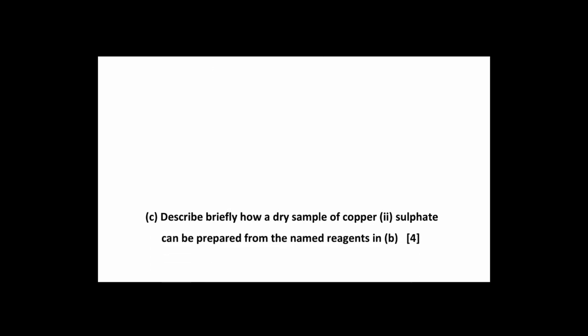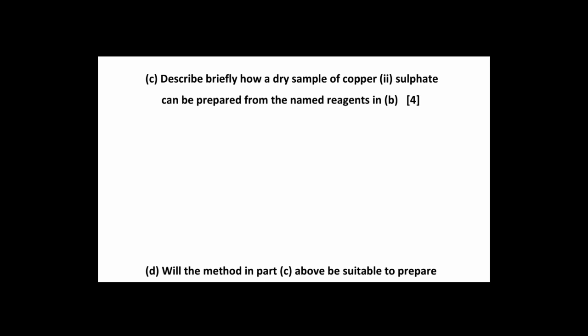Going forward, describe briefly how a dry sample of copper 2 sulfate can be prepared from the named reagent in B, and you have 4 marks there. We have stated the state symbol of copper 2 sulfate, and the state symbol from the reaction is aqueous state.